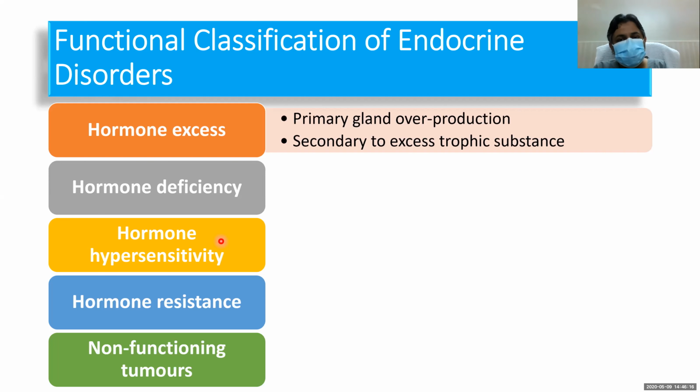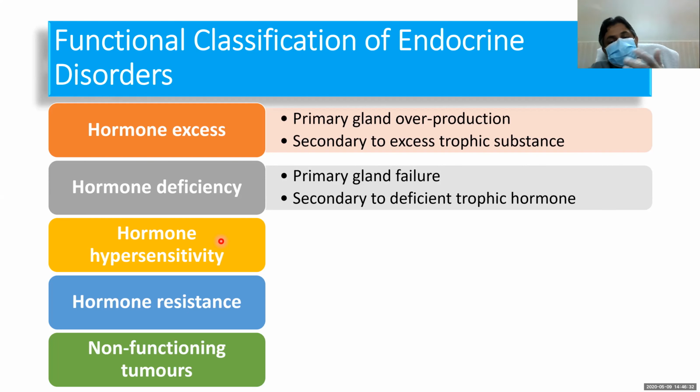If the thyroid gland is normal, and it is the pituitary or the hypothalamus which is causing more secretion from the thyroid gland, it is secondary. So it may be primary or it can be secondary. Similarly, deficiency may be primary or secondary. If the thyroid hormone deficiency is because of the thyroid disease itself, it is primary. But if it is because of pituitary disease, it is secondary. So this is how the nomenclature of primary and secondary works in endocrinology.